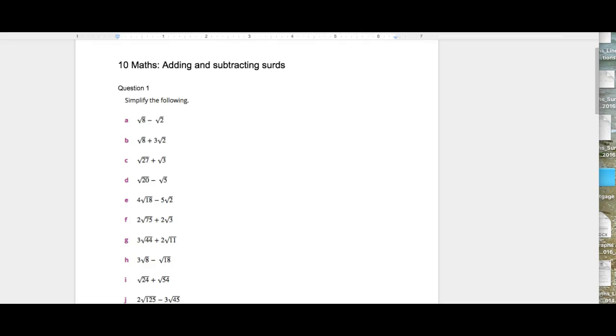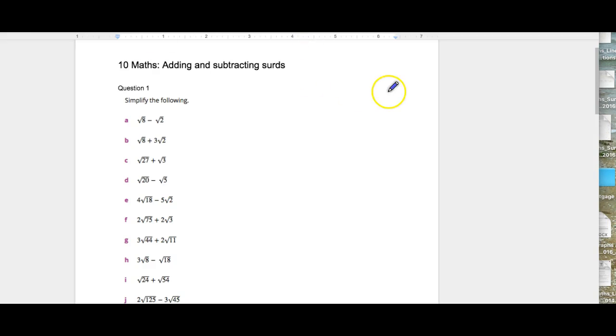Alright, in this video we're going to just quickly go over adding and subtracting surds. So the best way to remember what you can add and what you can subtract is to think about algebra. So in algebra, you know that we can only add and subtract like terms.